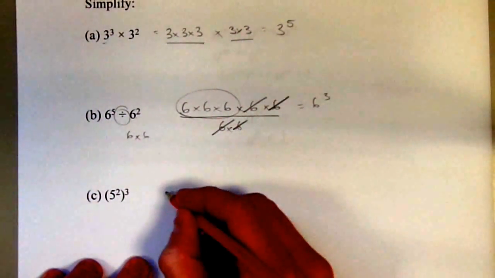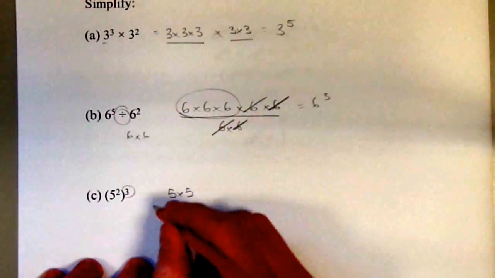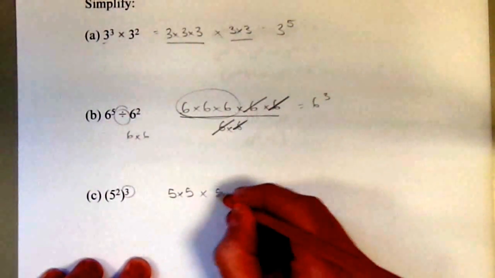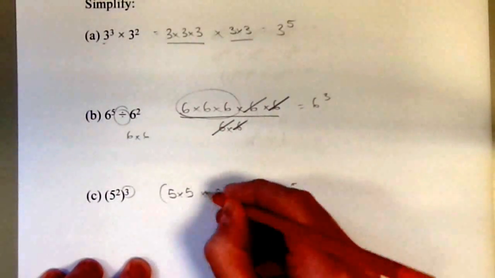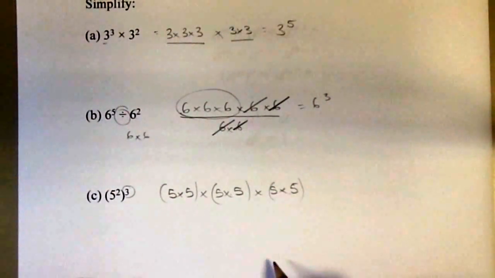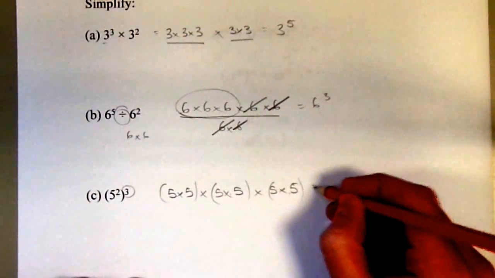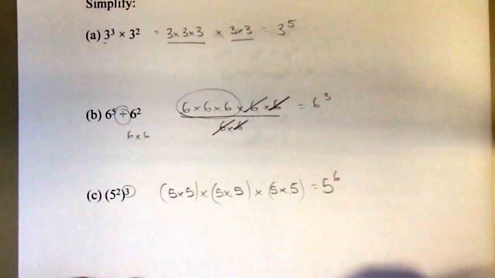And then this bottom one, we've got 5 squared inside the brackets, which means 5 times 5, and we are cubing that, which means we are multiplying this by itself 3 times. So there's a second one, and there's a third one. If I put brackets around, should help you to see the 1, 2, 3. And obviously all together we're multiplying together 6 5s, so that's the same as 5 to the power 6.